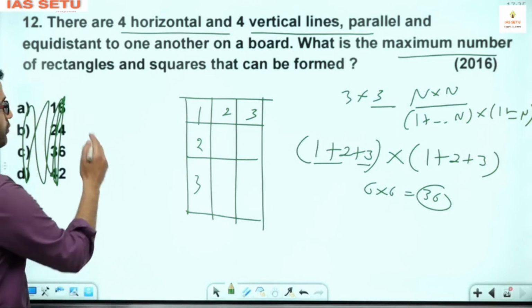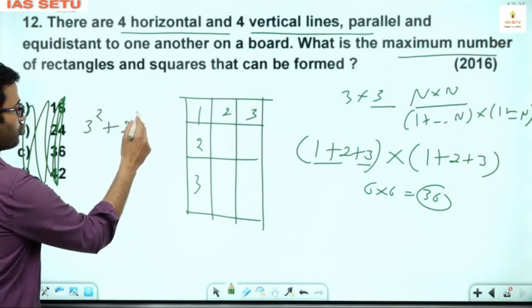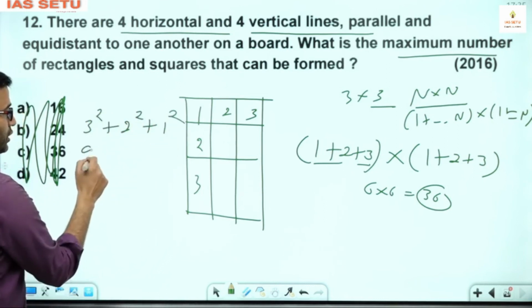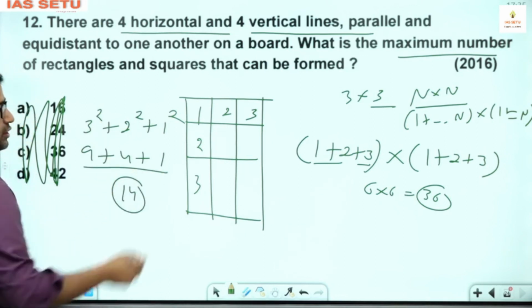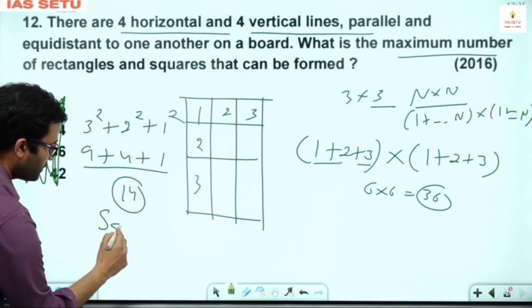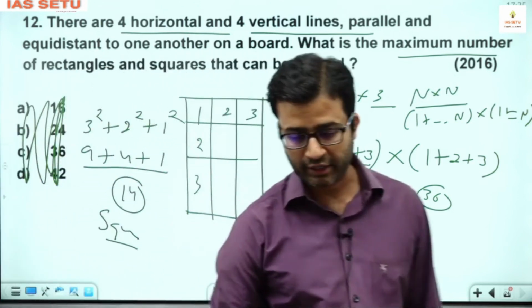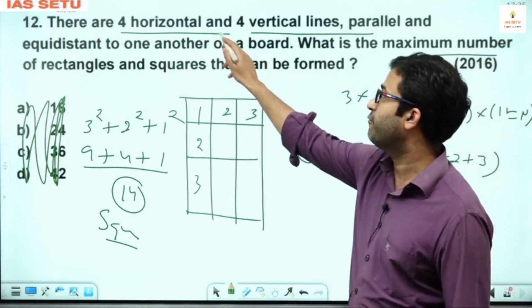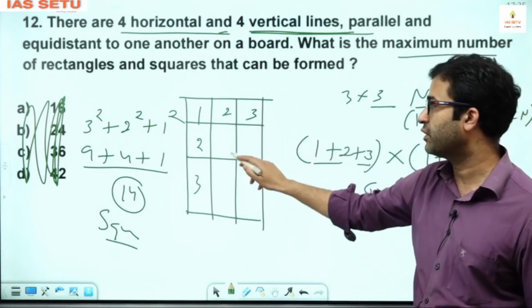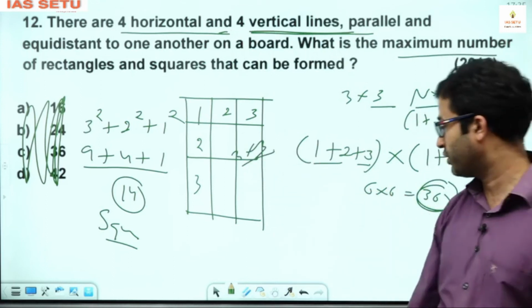And the square formula, in a 3 by 3 figure, is 3 square plus 2 square plus 1 square. This is 9 plus 4 plus 1, so we have 14 squares. So here I just told you the shortcut for squares and the shortcut for rectangles. So that is the idea here. When we have 4 horizontal and 4 vertical lines, the figure will be 3 by 3, the number of rectangles is 36, and the number of squares is 14.